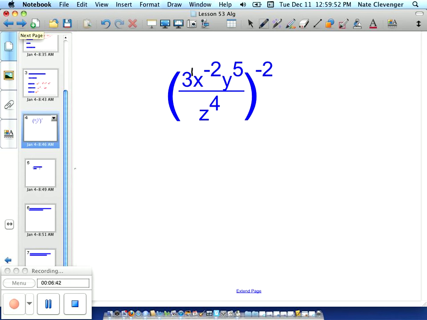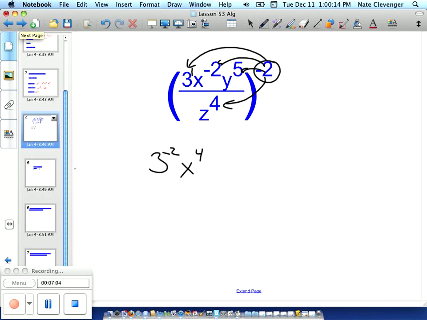The nice thing about the product rule or the power theorem here is that you just simply multiply this times each exponent inside, no matter where it's at. So 3 to the first would become 3 to the negative second. Then x to the negative second would be x to the negative second times negative 2, is x to the 4. y to the negative 10th over z to the negative 8. You're just multiplying the exponents on each thing.